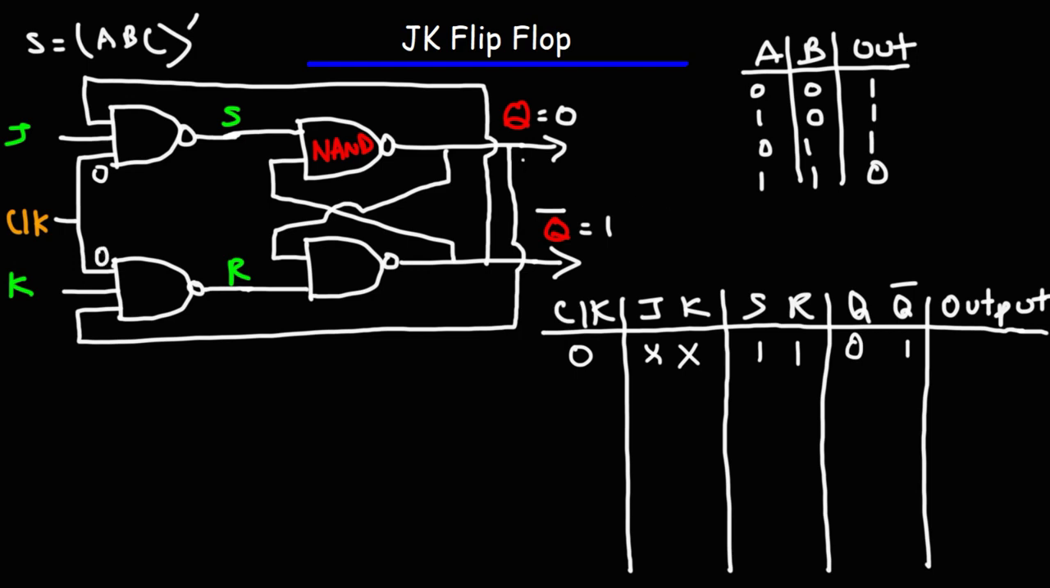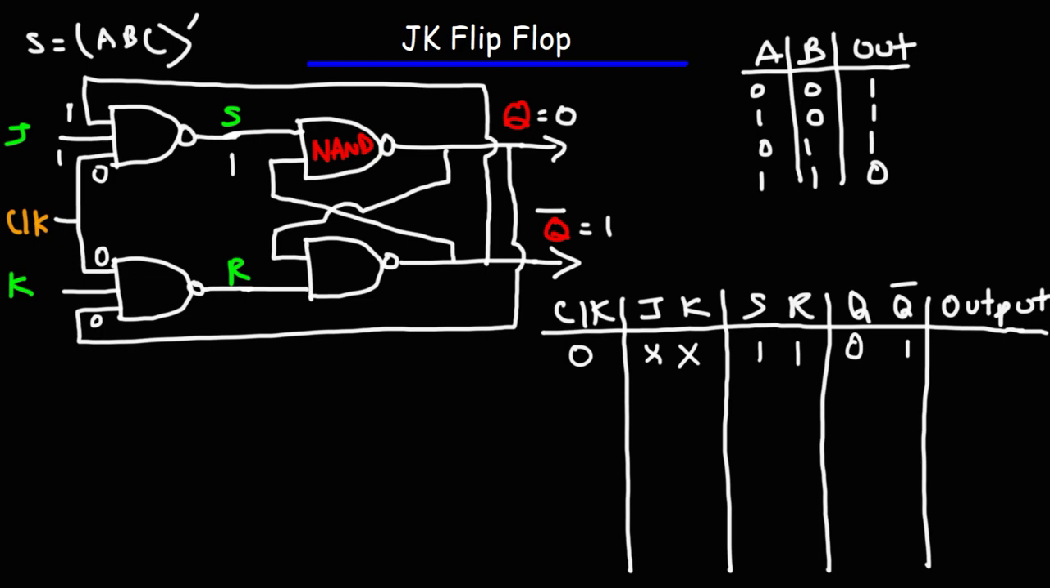Now Q is 0, so this input at the K NAND gate will be 0. Q bar is 1, so the input for the top NAND gate will be 1 here. Now if J is 0, 0 times 0 times 1 is 0. The complement of 0 is 1. S is going to be 1. Or if J is 1, 1 times 1 times 0 is still 0. The complement of 0 is 1. So it doesn't matter what J is. S is going to be 1.